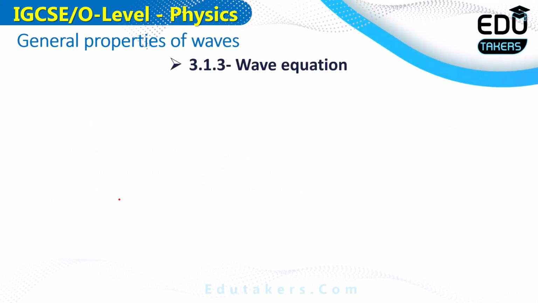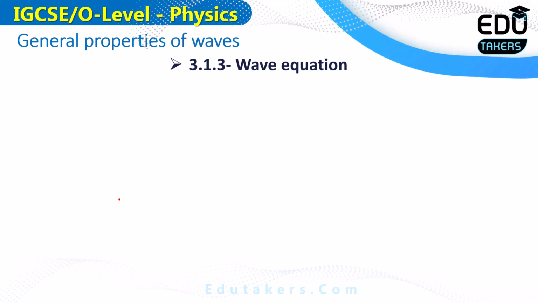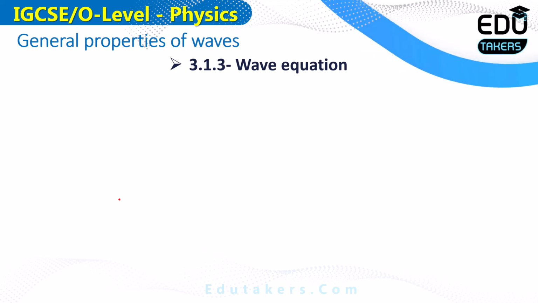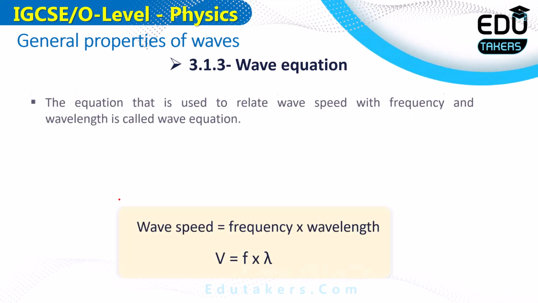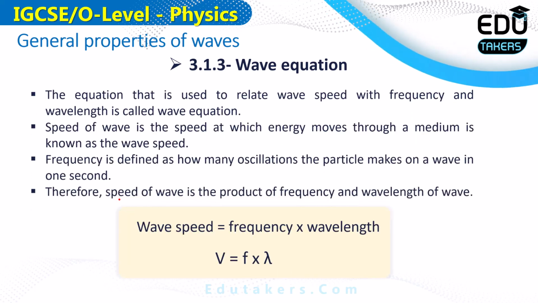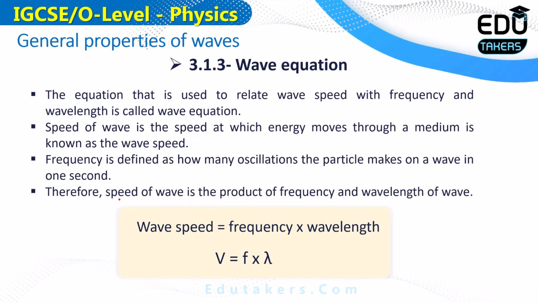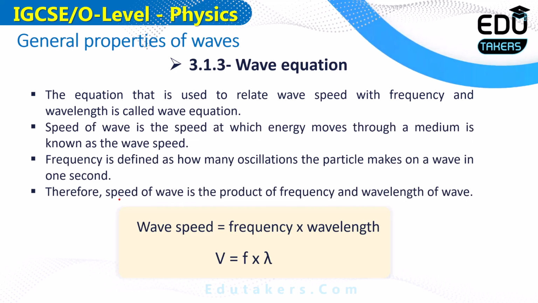Next is the wave equation. The wave equation is basically the equation that is used to relate the frequency and wavelength with the speed of the wave. You can see here is the wave speed, which is the product of the frequency and wavelength. v = fλ. This equation is basically called the wave equation.